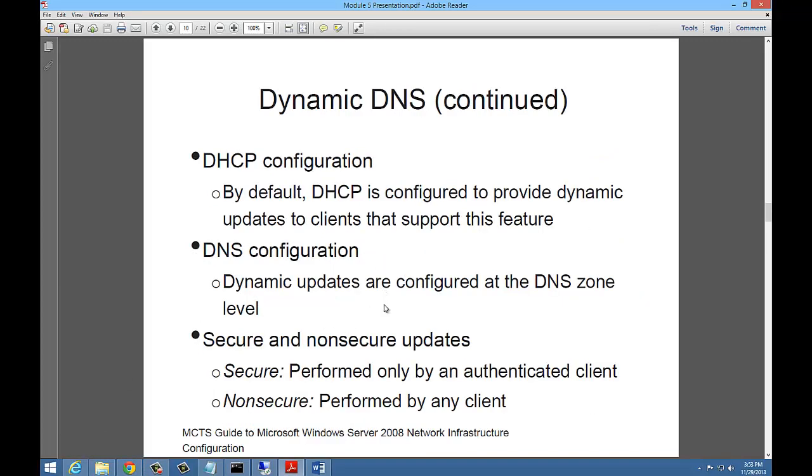DHCP configuration. By default, DHCP is configured to provide dynamic updates to clients that support this feature. The DNS configuration uses dynamic updates to be configured at the DNS zone level. There are two different types of secure updates. You can do secure updates performed only by an authenticated client or one that's a member of a domain, or a non-secure update performed by any client, such as a Linux or Unix computer that's not a member of a domain but does want to be able to update itself to the DNS server.